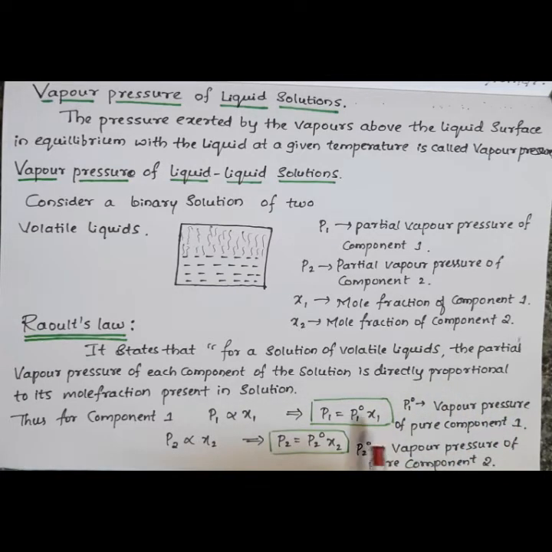In a similar manner, for component 2, P2 is directly proportional to X2. That implies P2 is equal to P2 naught into X2. So P2 naught is the vapor pressure of the pure component 2. This is the mathematical expression for Raoult's law containing two volatile liquids.